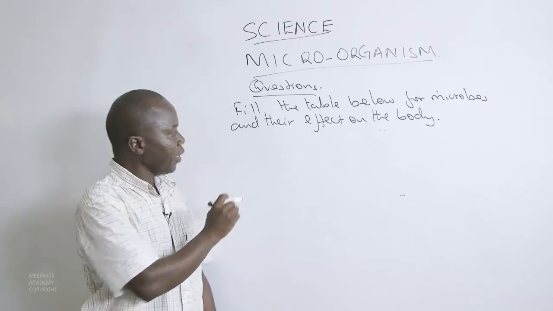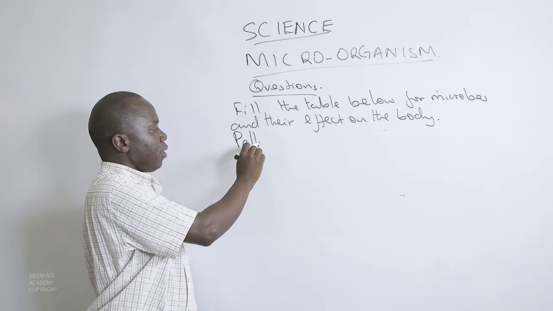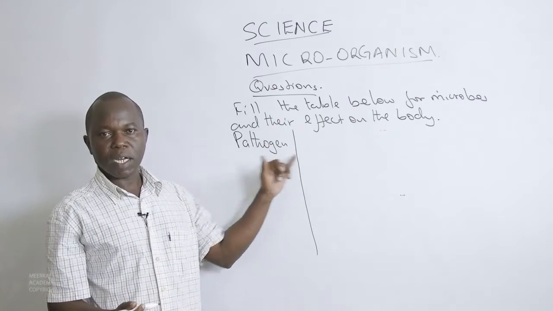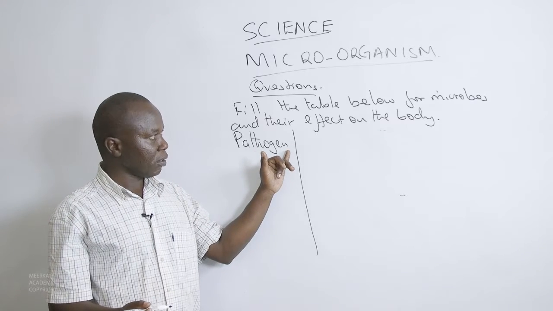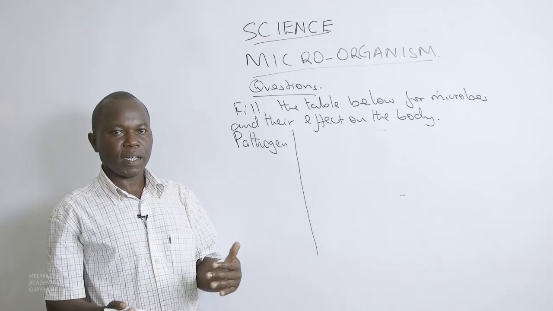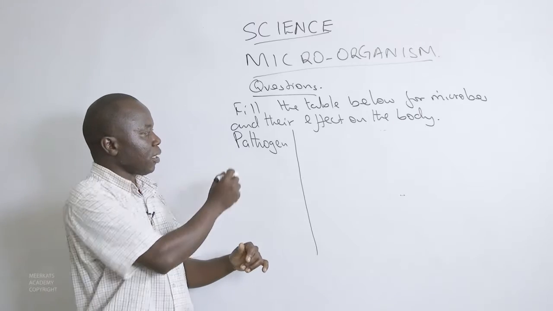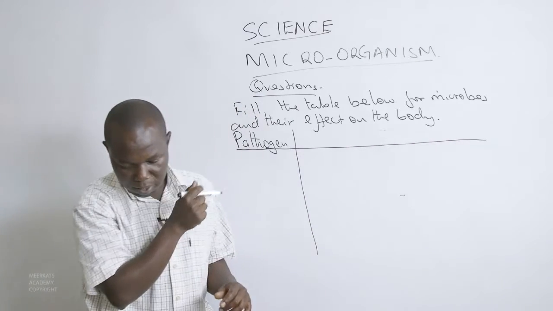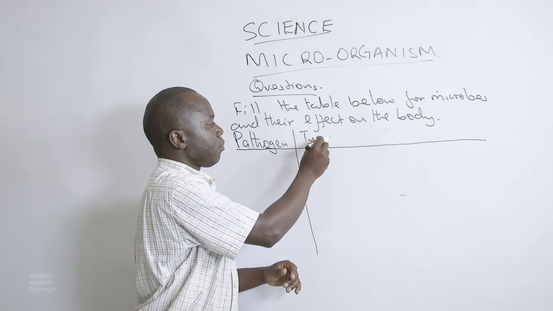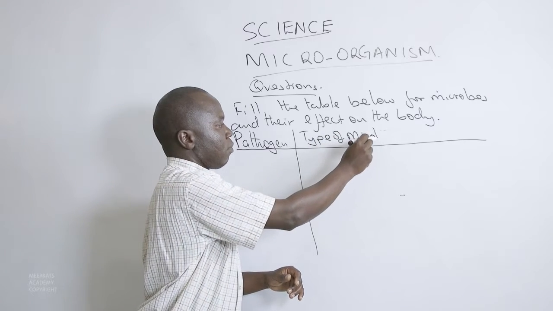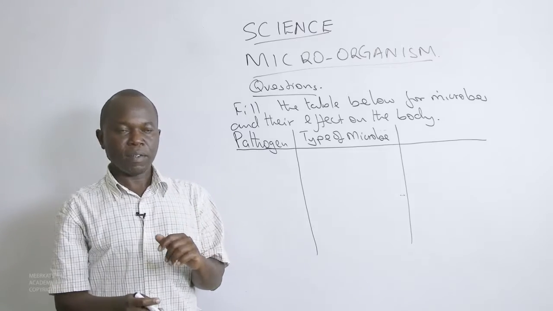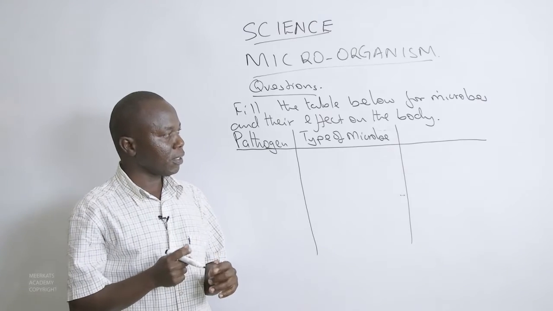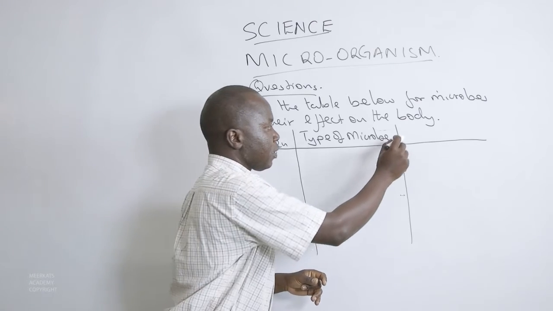So the table shall have 3 columns, where we shall have a column for pathogen. Any organism that invades the body and causes disease is called a pathogen. So examples of bacteria, of fungi, of viruses that will cause a disease shall be grouped under the headline pathogens. So we have pathogens, and then type of microorganism. We have identified 3 or 6 types of microbes: bacteria, fungi, viruses, algae, and prions, and then the disease they cause.